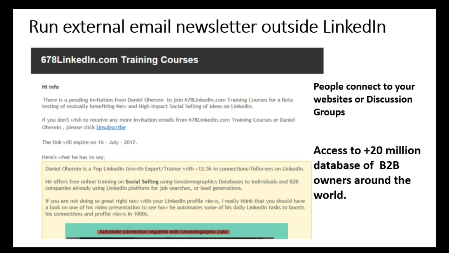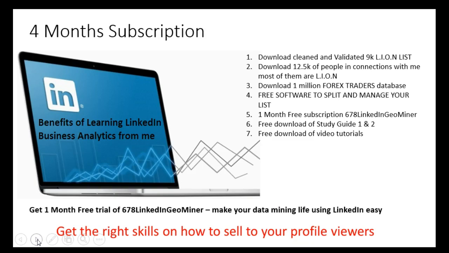And if you are tired of doing automation by my software, you can also resort back to the database and use my specific region code or even profession that you want to target with your LinkedIn connections. If you join my website, if you subscribe to my 4-month subscription package, you will learn a lot of things from me. I add more things every day. But the first thing you will learn is that you have to download a cleaned and validated Nike Lion List.